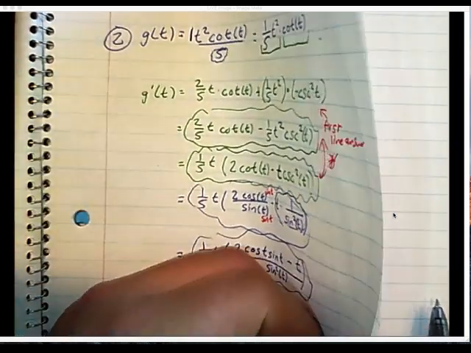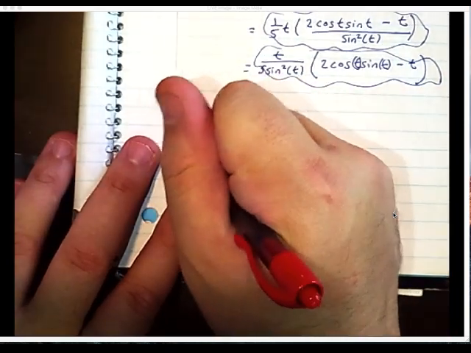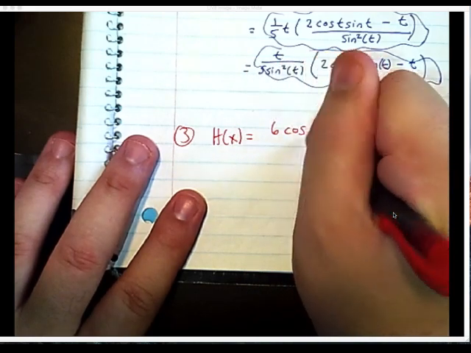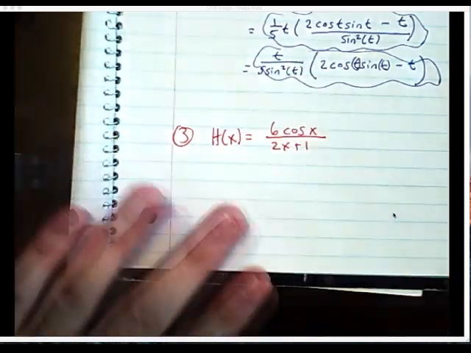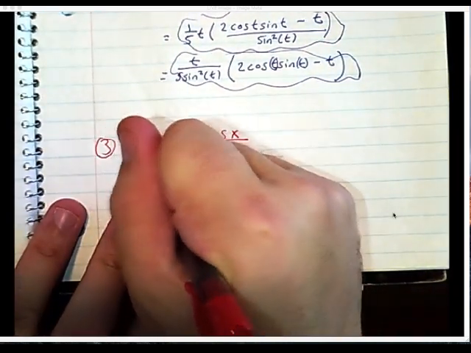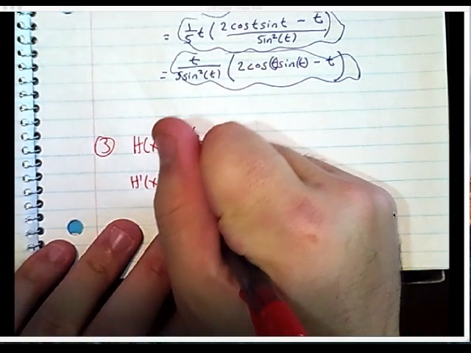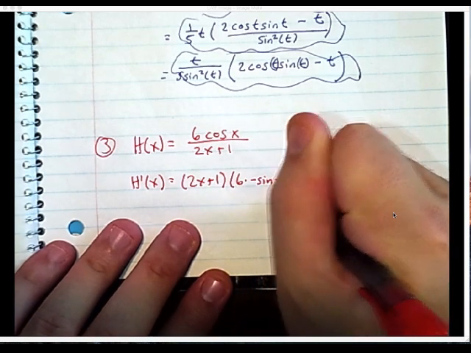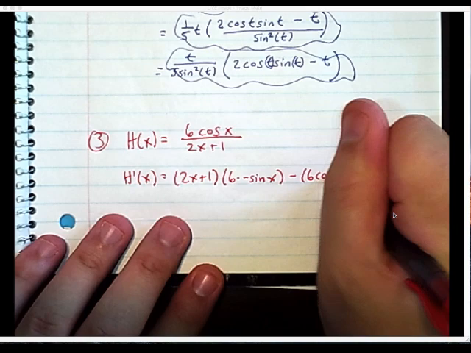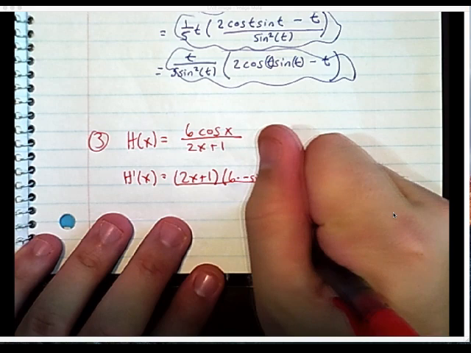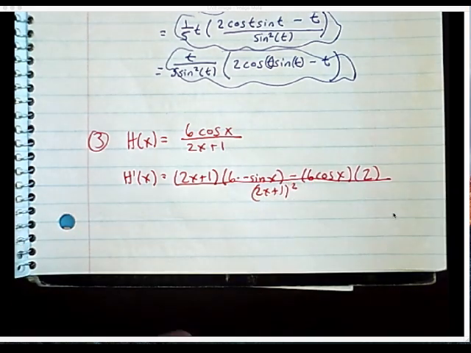It says h of x equals 6 cosine of x over 2x plus 1. Okay, that's a quotient. H is a quotient. So to find the derivative, I need to use quotient rule. So low d high minus high d low all over low squared. That's the first line answer.